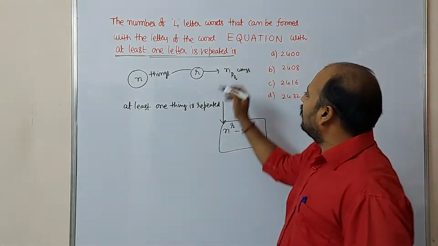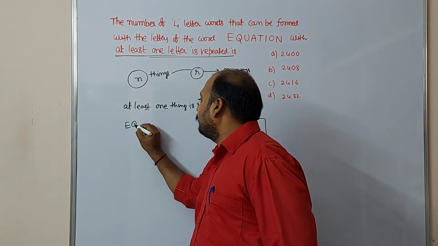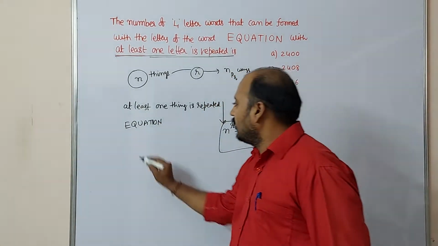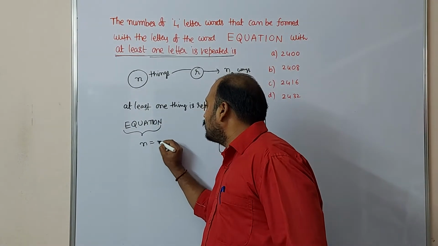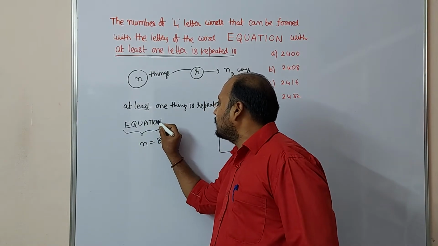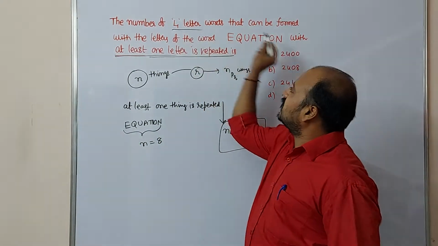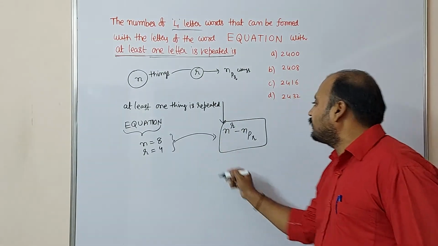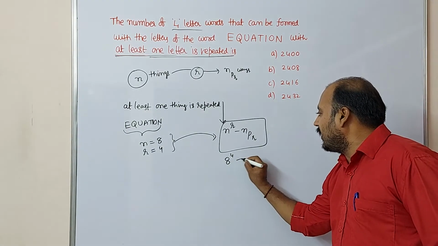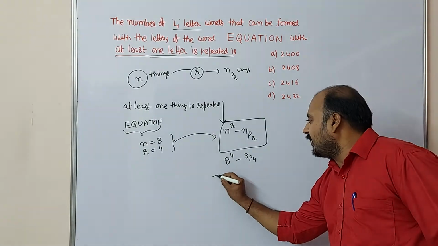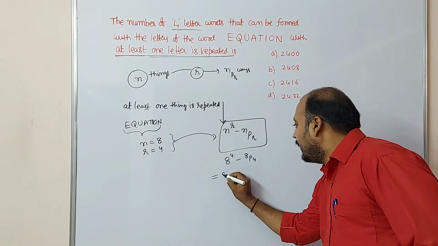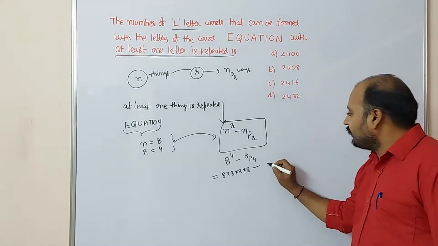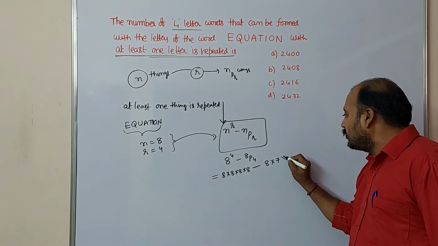So in the word EQUATION, the number of letters n is equal to 8: 1, 2, 3, 4, 5, 6, 7, 8. We need 4-letter words, so r is equal to 4. Substituting these values in the formula: 8 power 4 minus 8P4. 8 power 4 is 8 into 8 into 8 into 8, minus 8P4, which is 8 into 7 into 6 into 5.